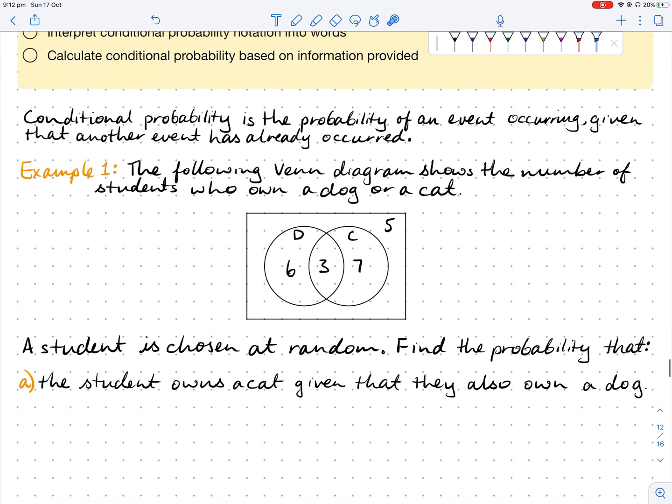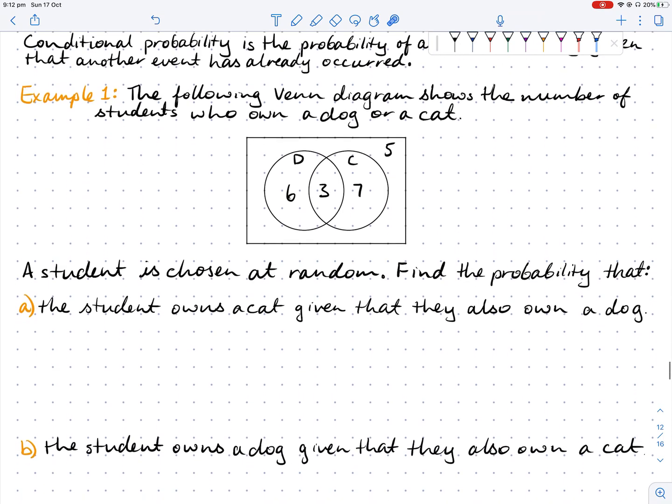Conditional probability is the probability an event occurs given that another one has already occurred. So it's sort of like linking the two to each other. In our example, in the following Venn diagram, we have the number of students who own a dog or a cat. We've got students who own a dog in here, ones who own a cat in here, and then we've got these 5 people on the outside who own neither a dog nor a cat.